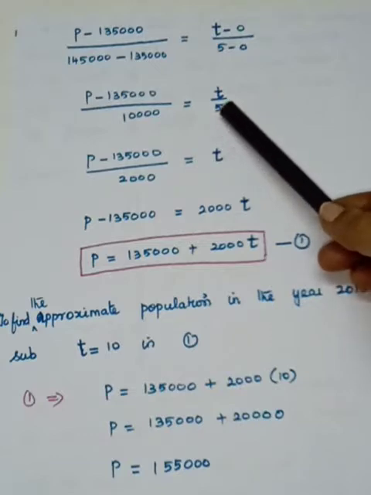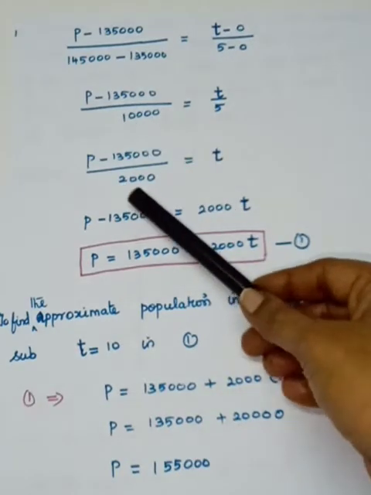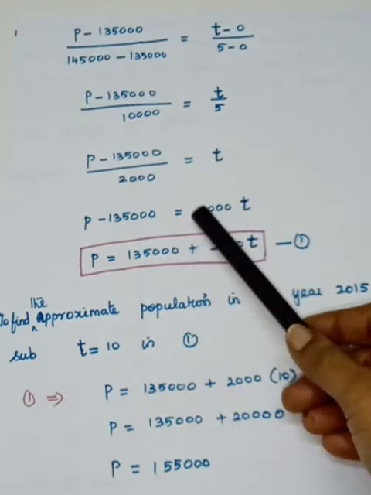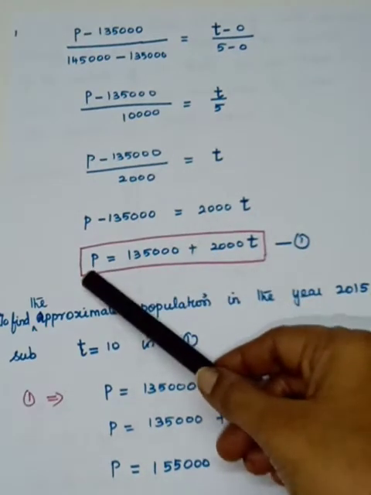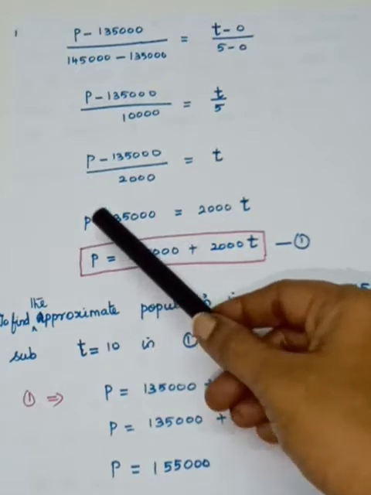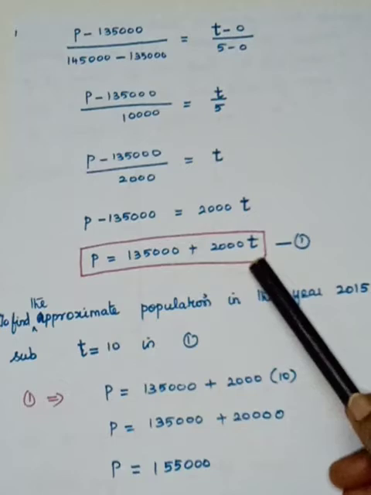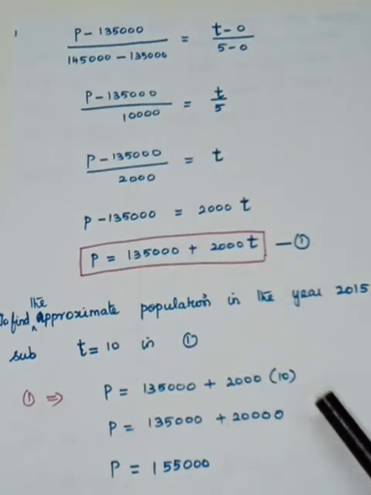So t by 5. So 5 and 10,000 if it cancel, and here you are having 2,000. If you cross multiply, it is 2,000 T. So P is what the population is 1,35,000. When you take it to the right side, it will become positive, plus 2,000 T. Okay, what is asked? The approximate population in the year 2015.